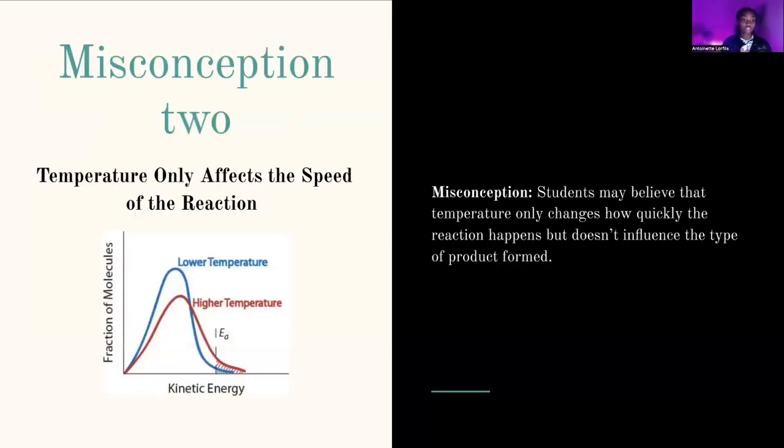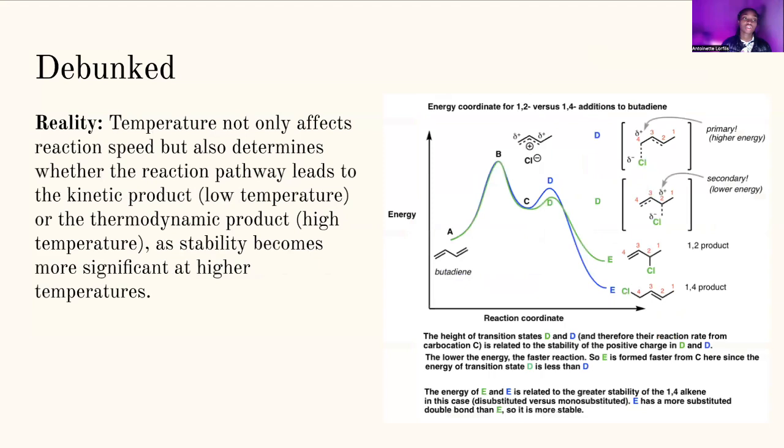So for misconception 2, temperature only affects the speed of the reaction. Students may believe that temperature only changes how quickly the reaction happens, but doesn't influence the type of product that is formed. So this was also debunked because in reality, temperature does not only affect reaction speed, but it can also determine whether the reaction pathway leads to the kinetic product, at low temperature, or the thermodynamic product, at high temperature, as stability becomes more significant at higher temperatures.